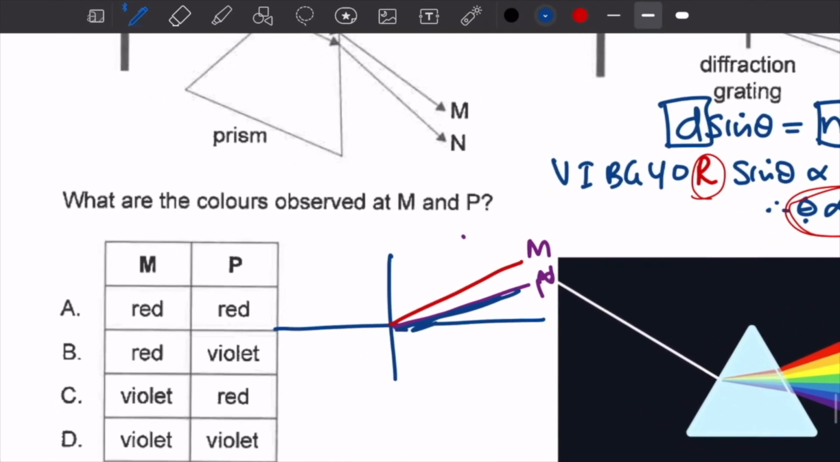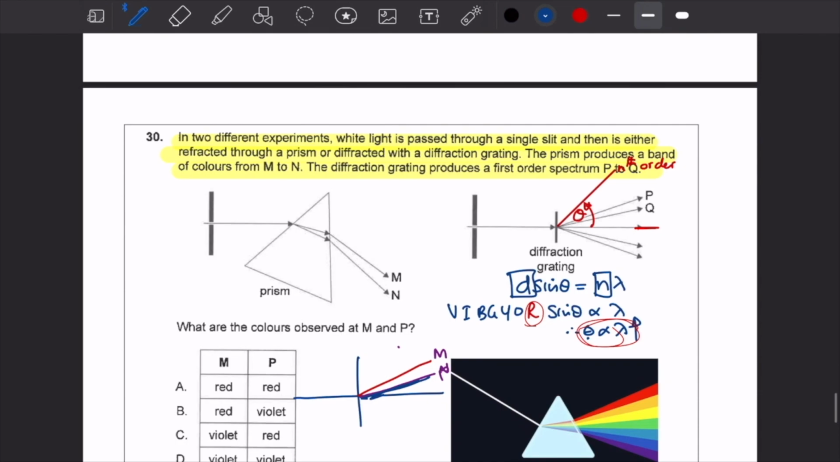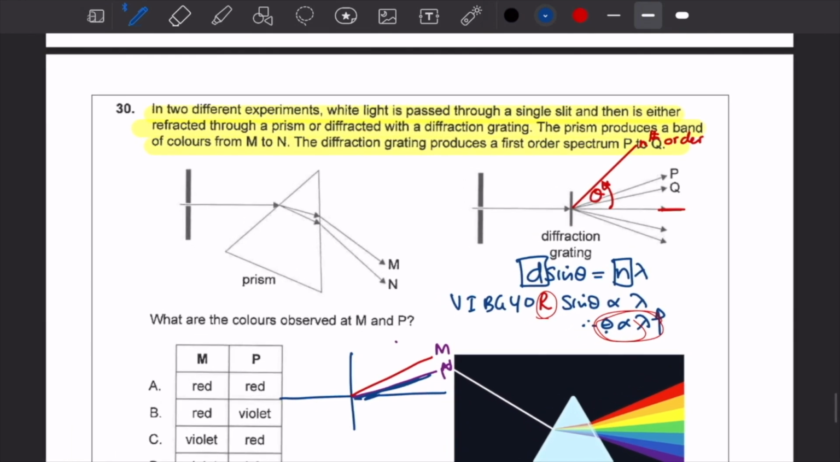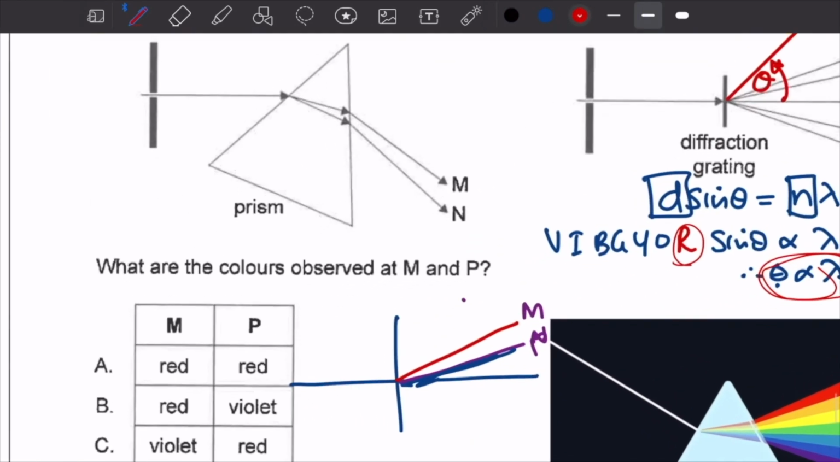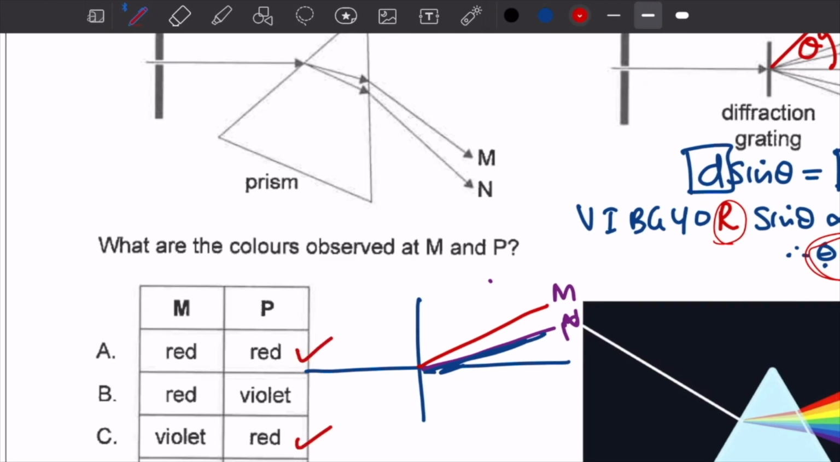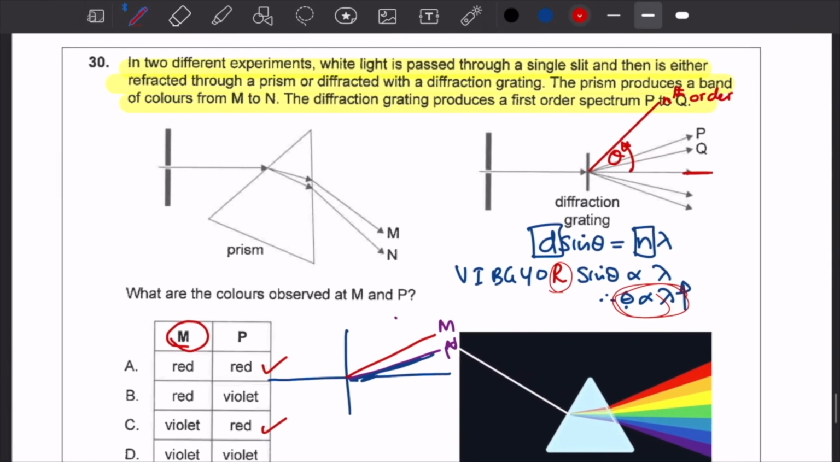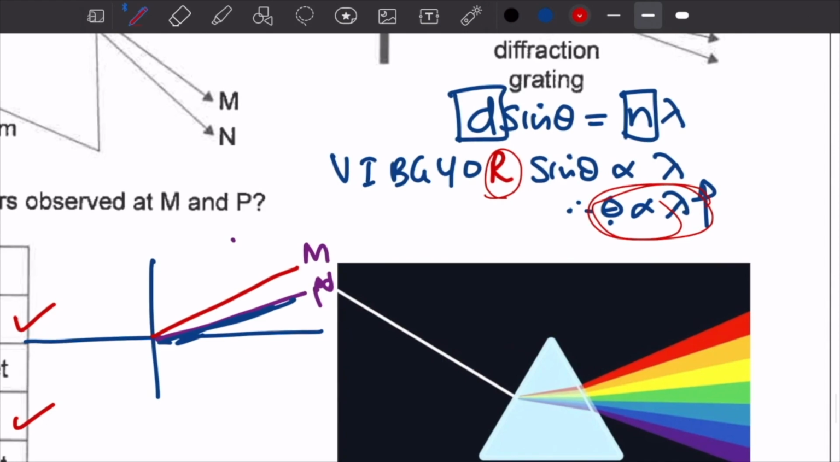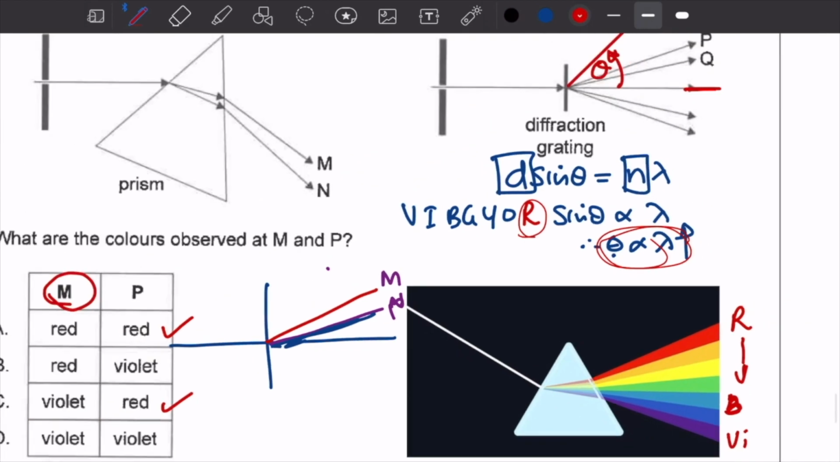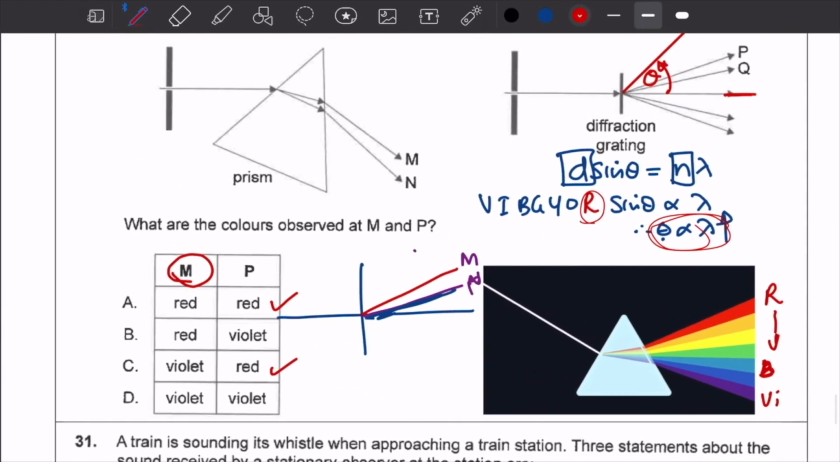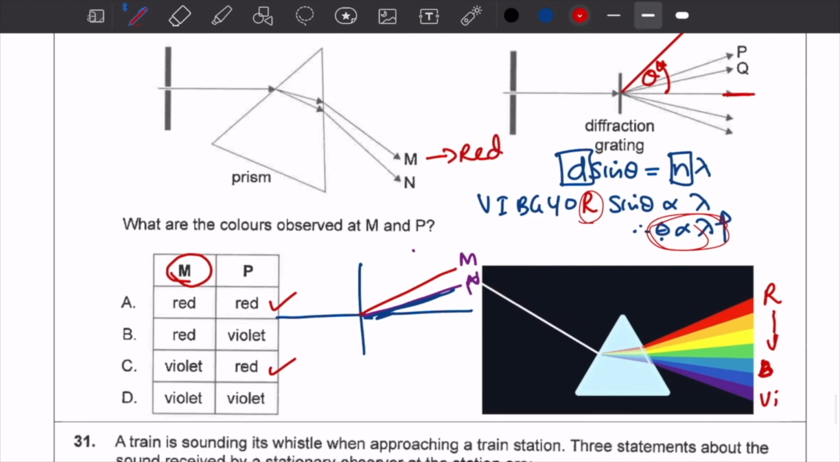So in this case this is the first answer. Let's check M and P and Q. P has to be red, so the answer has to be either this or this. Now let's think about the prism. For the prism, you can just use your memory. Dispersion of light means light is breaking into different colors. We should know red is on the top and violet is on the bottom, or blue is below red. Based on that knowledge itself, you can say M is red. So M is red also. So the answer is A.